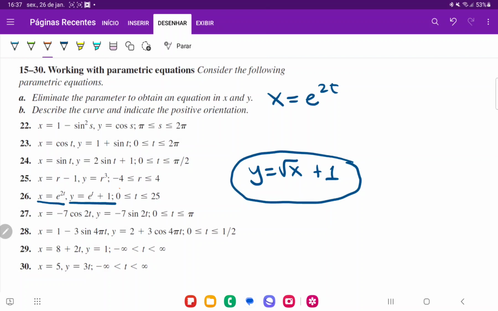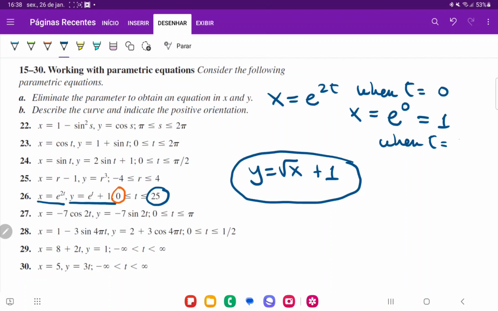So I'm going to plug in the first boundary, which is t equal to 0. When t is equal to 0, x is going to be equal to e to the power of 2 times 0, so e to the power of 0, which is equal to 1. So that's the lower boundary. And for the upper boundary, when t is equal to 25, x is going to be e to the power of 2 times 25, which is 50. So we can see here that x is bounded between 1, the lower boundary, and e to the 50, the upper boundary.